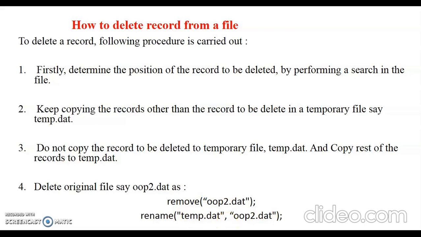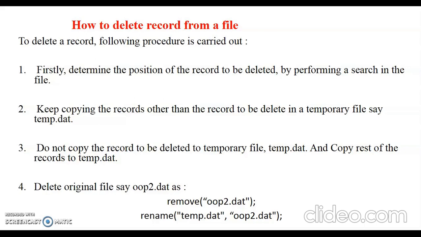So this is a 4-step procedure. Firstly, you should determine the position of the record to be deleted by performing a search in the file. So first you should find at which position that particular record exists if you want to delete it. That is position number 1, 2, 3, 4 or somehow, yes, now you know that by some method we could reach up to that place.